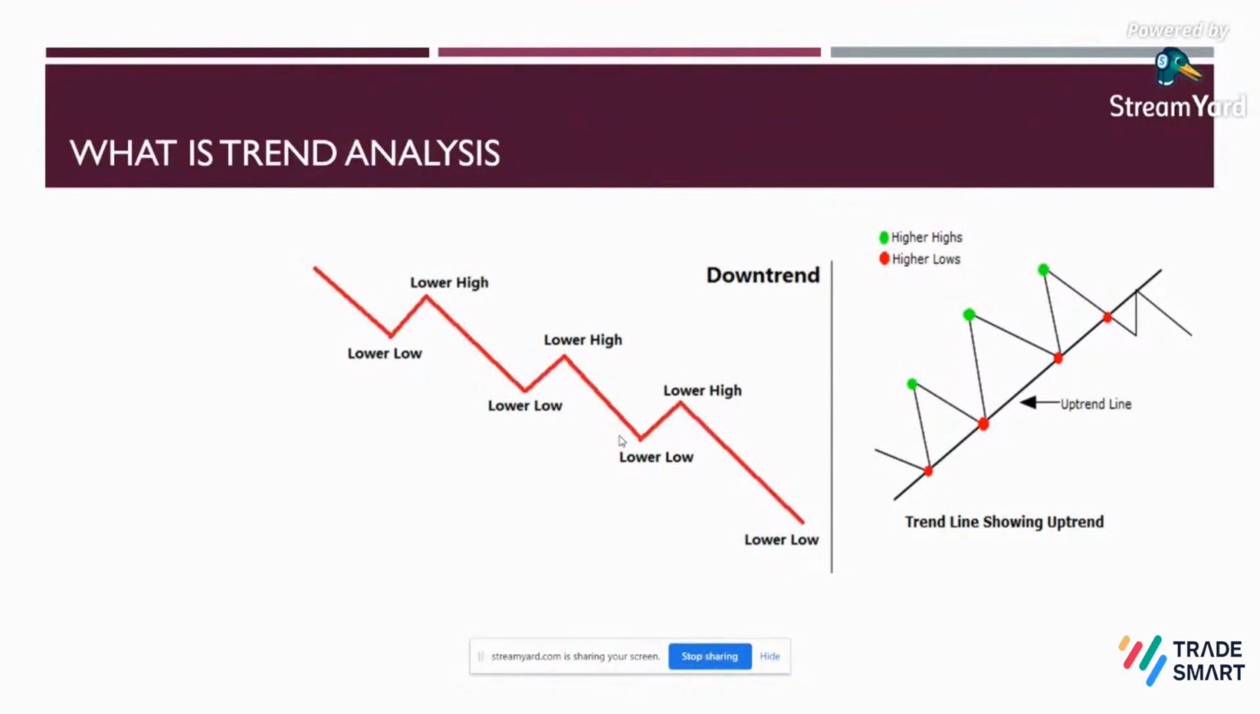As you can see from the two pictures here, the left one is a downtrend and the right one is showing an uptrend. In a downtrend, it is making continuous lower lows, which identifies that the trend is going down. The price is moving in a downward direction. And in an uptrend, you will see the market is making new higher highs and going in an upward direction. So I hope it is easy to understand what a trend is.